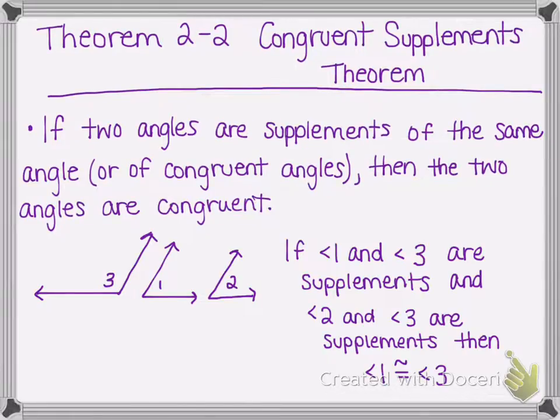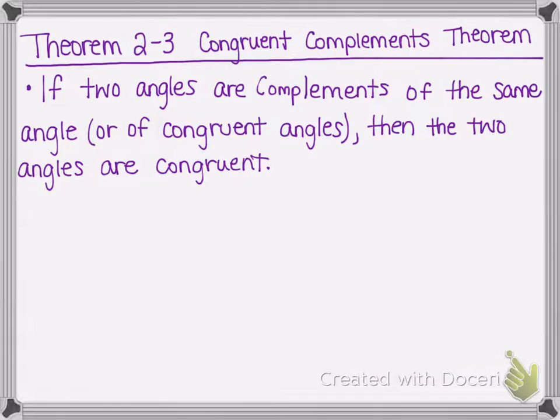So what that means in picture form is if you have angle 1, 2, and 3, if you tell me angle 1 and angle 3 add up to be 180, and you tell me angle 2 and angle 3 add up to be 180, well, obviously angle 3 is angle 3, so if both of these add to give you 180, then we can say that angle 1 is congruent to angle 2.